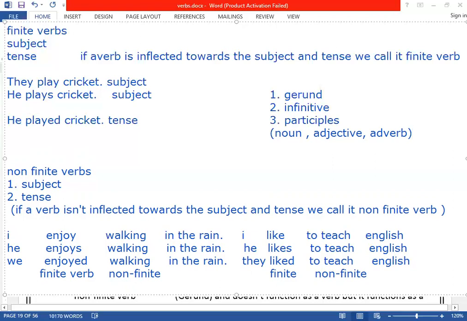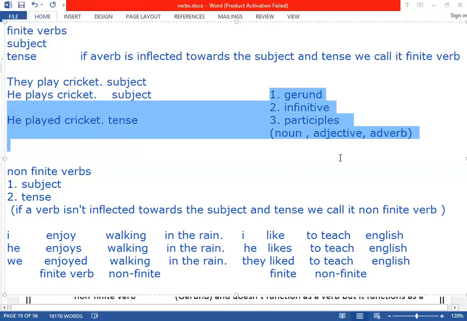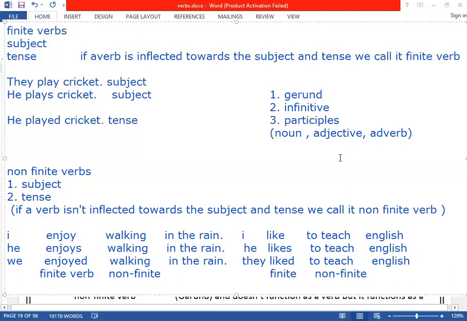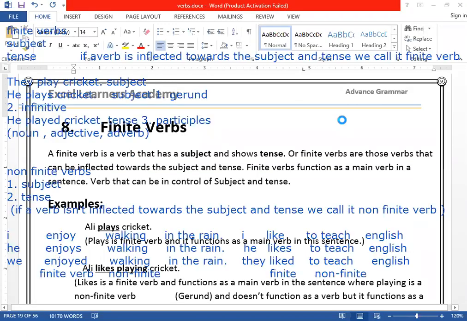Now for detail we will look at each one. We have gerund, infinitive, participles. These are the types of non-finite verbs. Excellent. Is this clear?